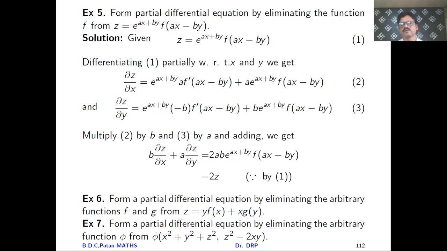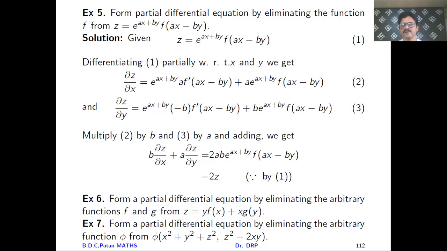That is, you mention given function phi can be written as x square plus y square plus z square is equal to phi of z square minus 2xy. You start your solution like this. Given function phi can also be written as x square plus y square plus z square is equal to phi of z square minus 2xy. And then you apply the method of example number 2 to form the partial differential equation. So if you have any doubt, or if you are not getting the solution of any example, then you ask me at any time.